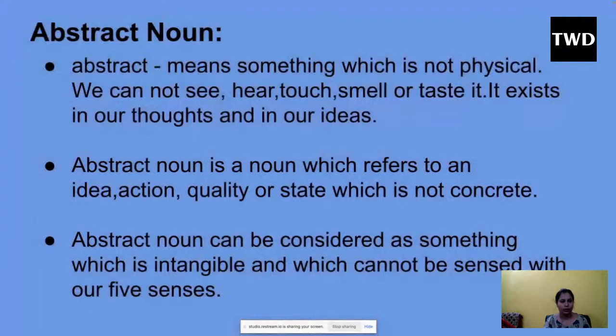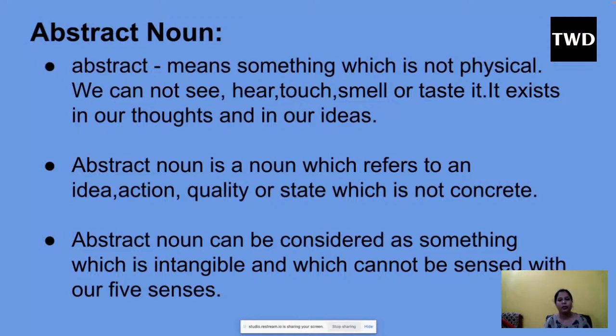Let us move forward now. Abstract noun. Abstract. What is the meaning of abstract? That is something which we cannot sense with our five sense organs. What are the five sense organs we have? That is to see, hear, touch, smell, or taste. So abstract is those things which we cannot see, cannot hear, cannot touch, cannot smell, or taste. So all those things are known as abstract, and in grammar we call it an abstract noun.